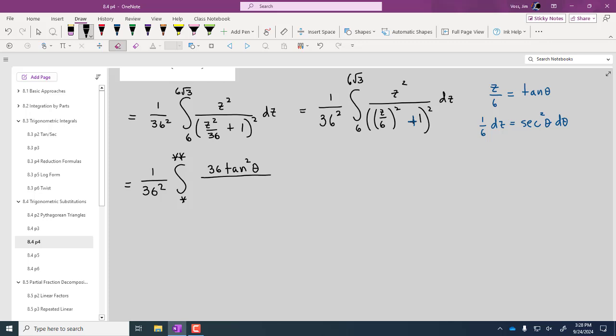Let's finish up here. Everyone see the 36 tan squared? Z is 6 tan, so we square both sides. dz is 6 times secant squared of theta times d theta. All right, so there's dz. And in the bottom, you have tan squared plus 1 squared.